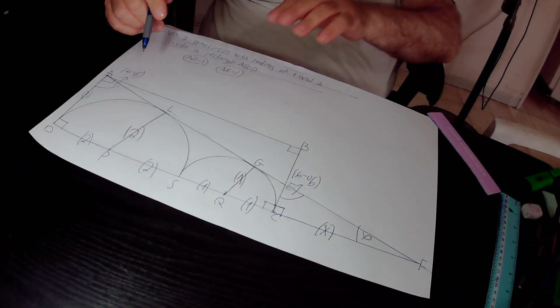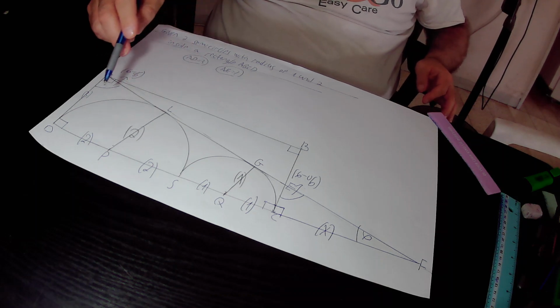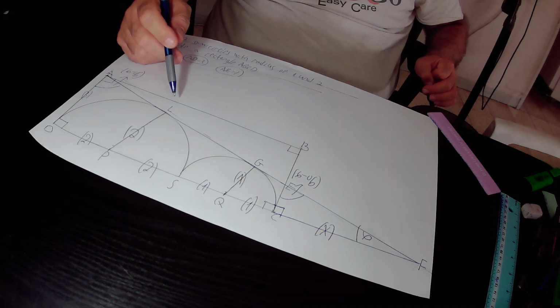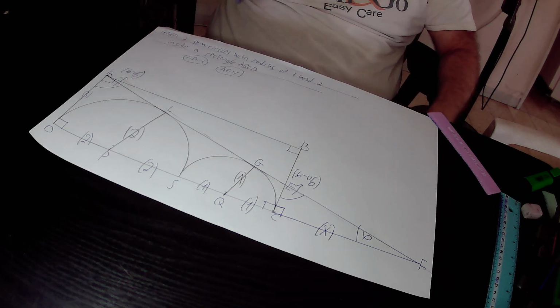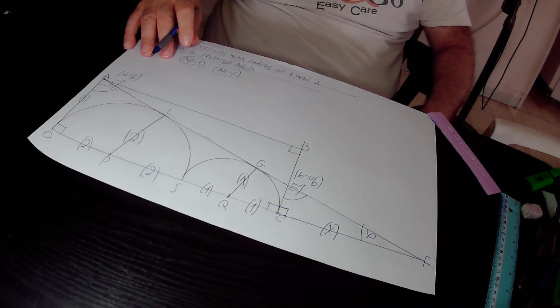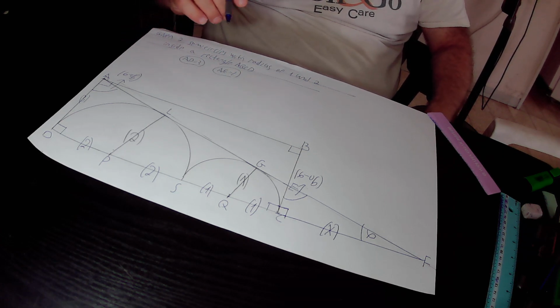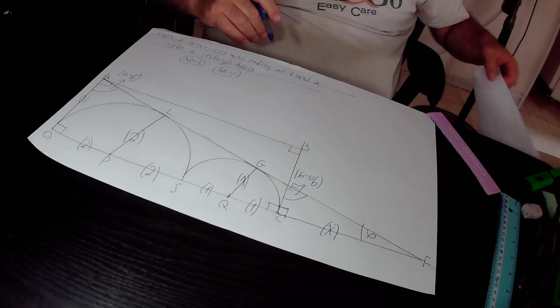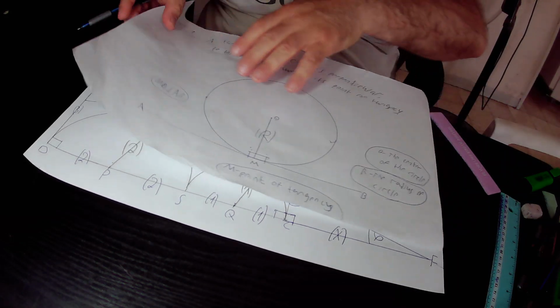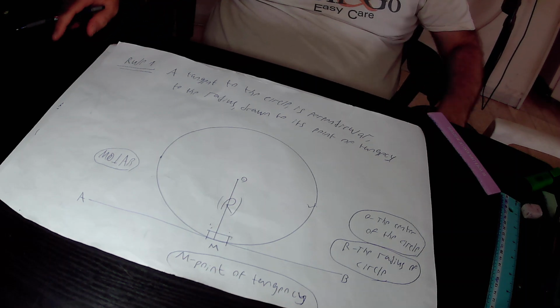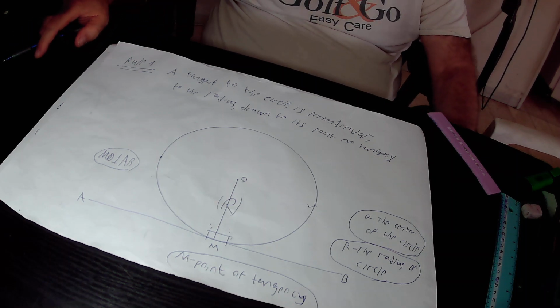So here we have the radius PL of this big semicircle drawn to point L, that is the point of tangency of tangent AE with this big semicircle. And whenever you have a radius drawn to the point of tangency, you can apply rule 1. According to rule 1, a tangent to the circle is perpendicular to the radius drawn to its point of tangency.